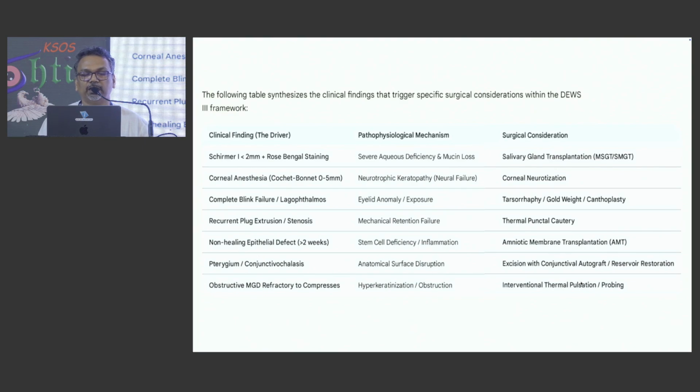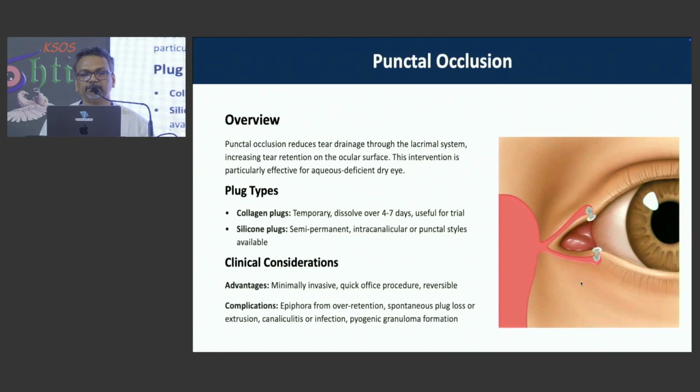And in recurrent plug extrusion or stenosis, then thermal punctal cautery, and for non-healing epithelial defects more than 2 weeks, amniotic membrane transplantation. And if there are surface disorders like pterygium or conjunctivochalasis, then autograft or conjunctivoplasty. And in obstructive MGD, refractory to compression and medical therapy, intermittent thermal pulsation and probing.